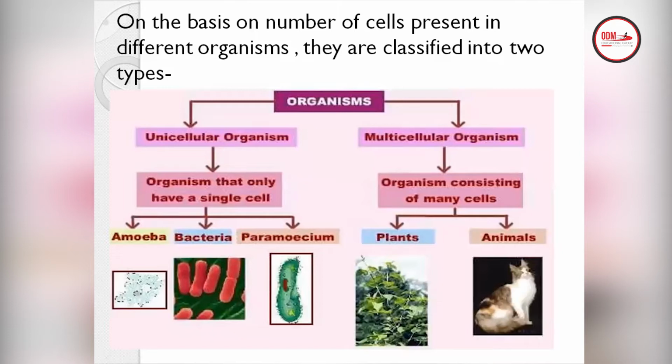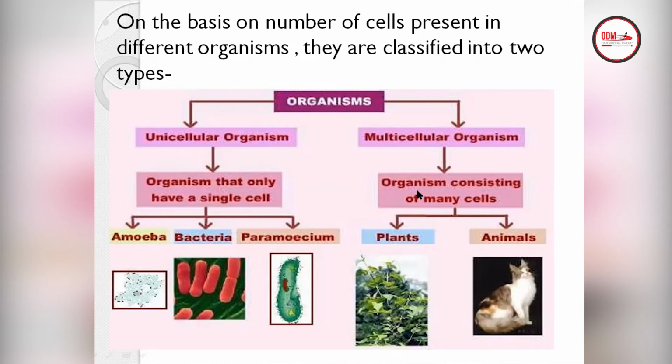Now let us first see the types of organisms. These are the types of organisms which you differentiate based on the number of cells present in the organism, like unicellular organisms and multicellular organisms. Uni means one and cell, so one cell organism; multi is many, so many cell organism. A unicellular organism consists of one cell inside which all the biological processes take place, like digestion, respiration, excretion. Within one cell, everything occurs.